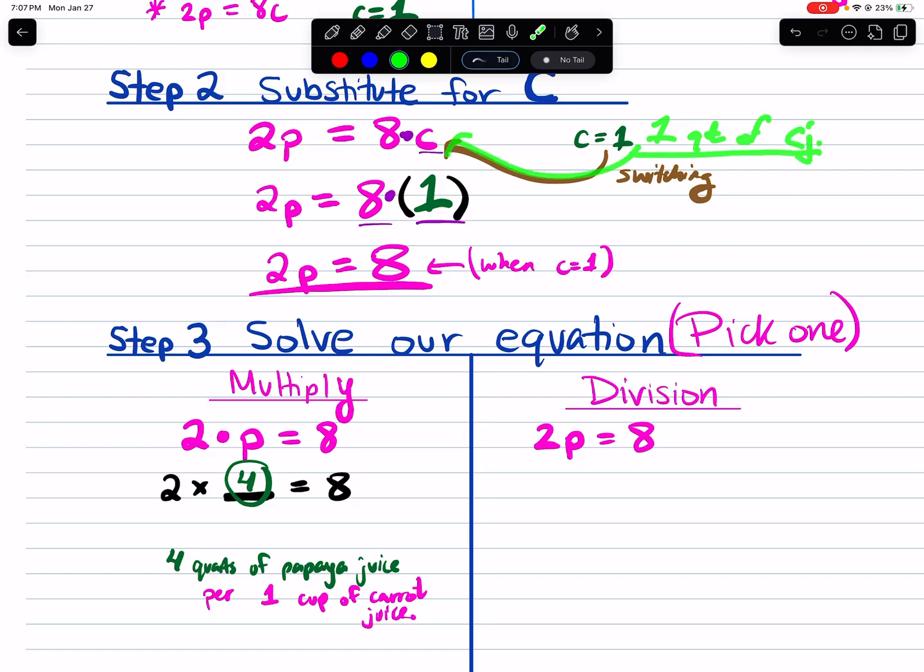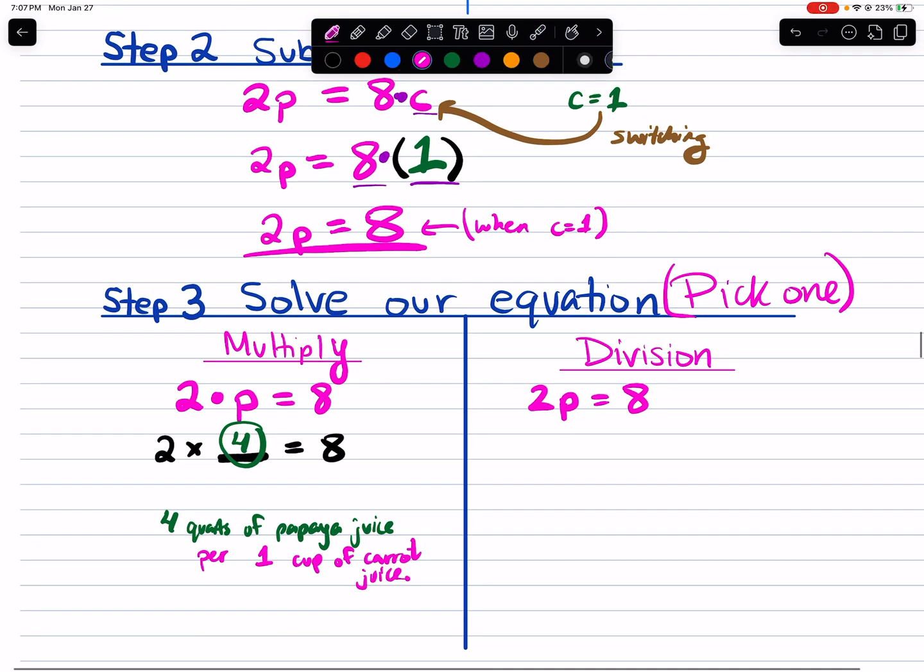you plug it in and multiply. 8 times 1, get rid of it. So when c equals 1, whatever we solve now for the letter P, for papaya juice, that's going to give us our solution. And when we multiply, 2 times what number is 8? 4. So 4 quarts of papaya juice are needed for 1 cup of carrot juice. Because remember, c equaled 1. And we plugged it in.